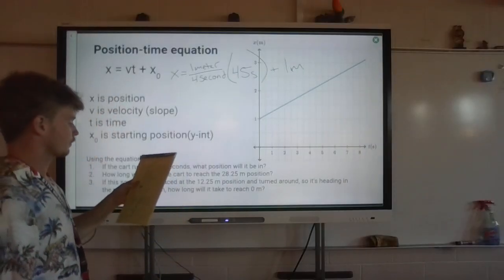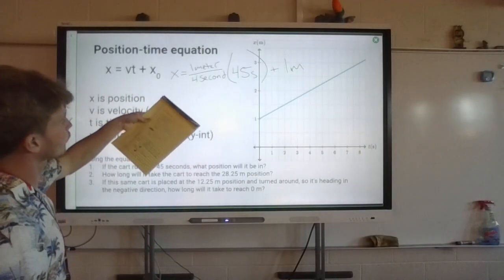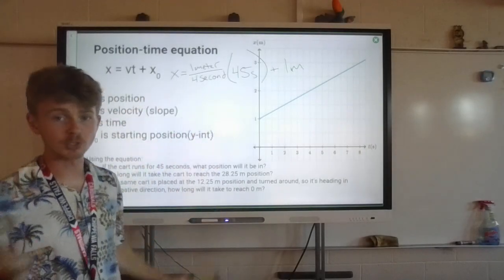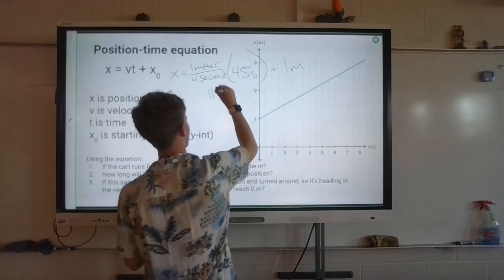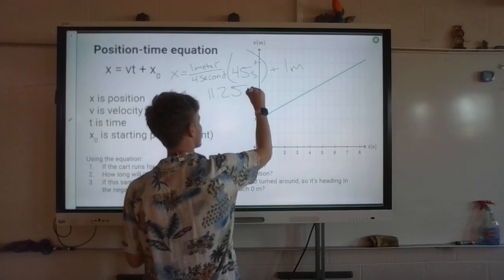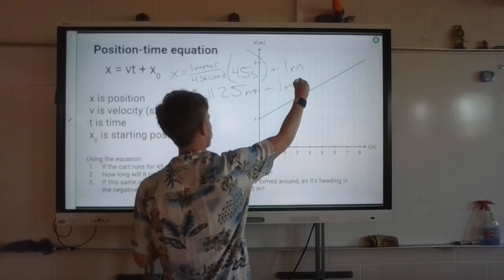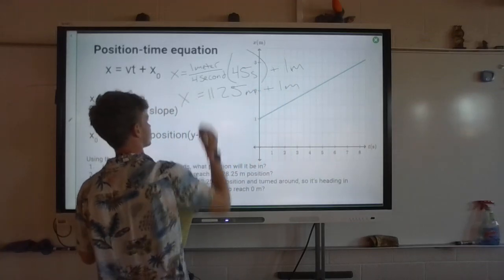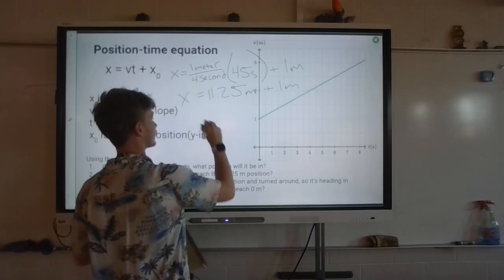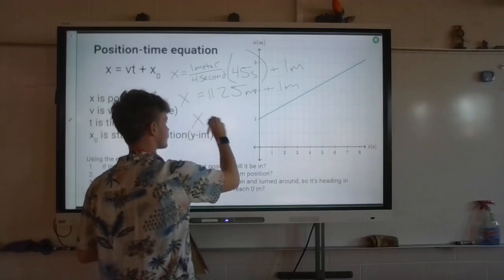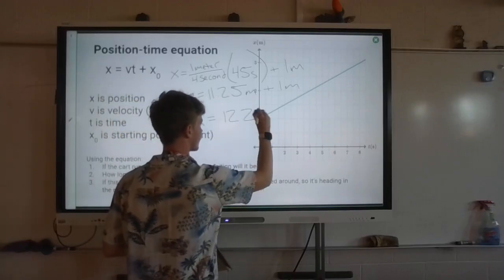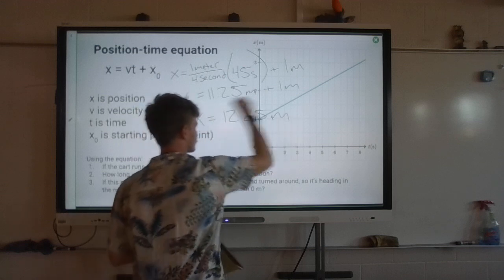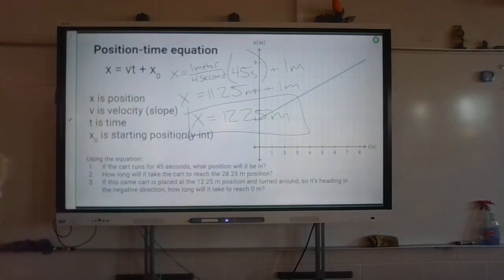Beautiful. So if you take 1 over 4, which is just 0.25, and you multiply it by 45 seconds, you should get 11.25 meters. And that's going to be plus 1 meter will be my x value. Okay. Now, if you add these together, the final position you'll be at in 45 seconds is 12.25 meters. And that's what you should have got for an answer.